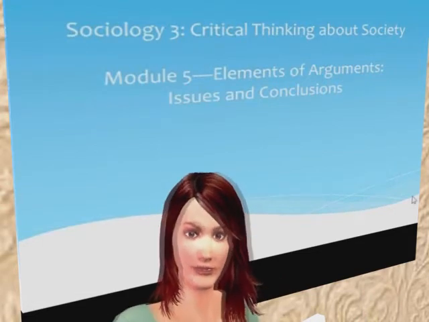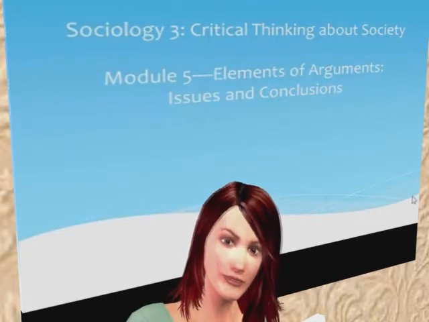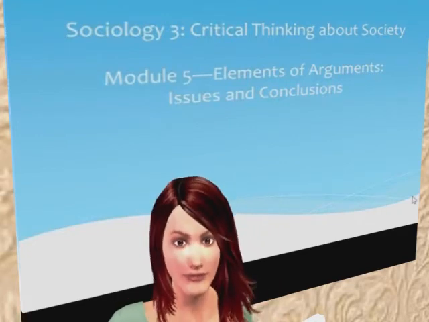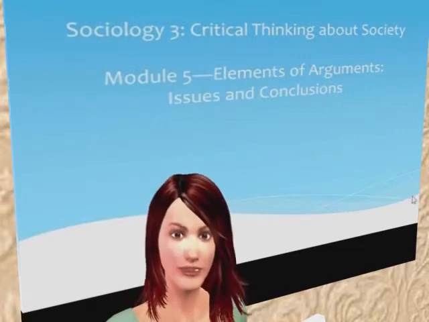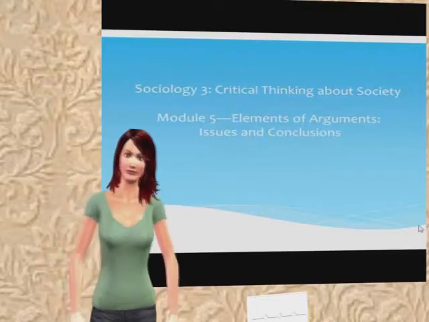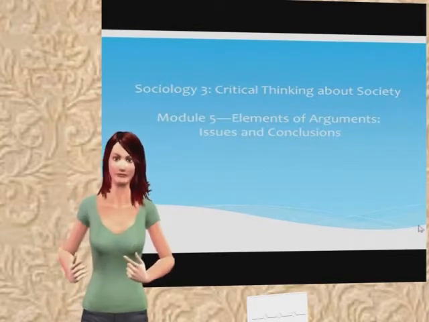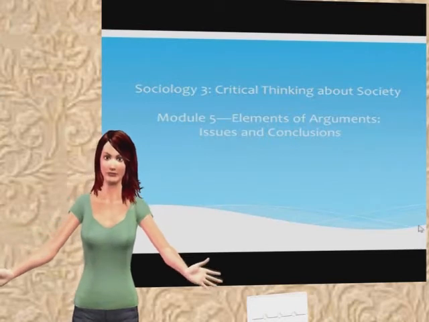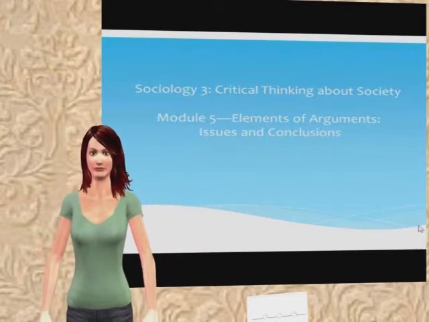This week we'll be focusing on Chapter 3 of Asking the Right Questions, entitled Elements of Arguments, Issues, and Conclusions. And we're also going to discuss the Farkas reading entitled The Black-White Test Score Gap as a way to apply what Brown and Keeley are teaching us to do in Chapter 3.